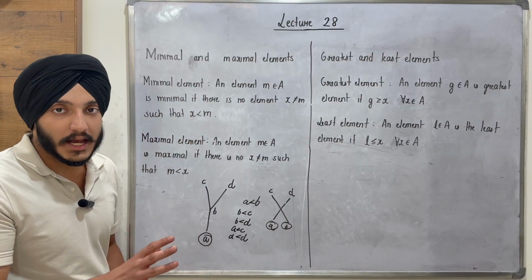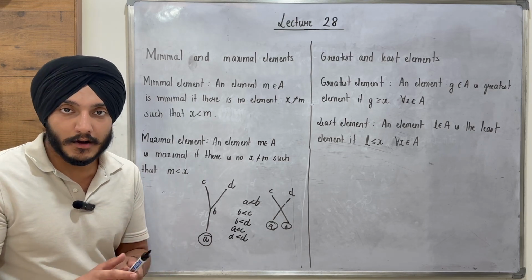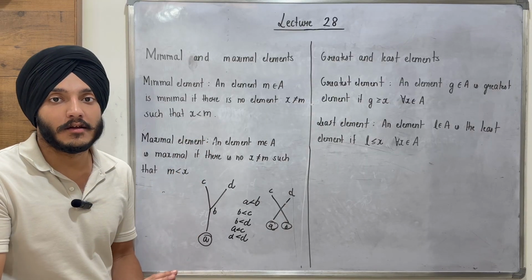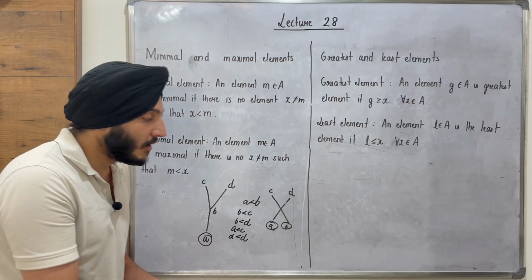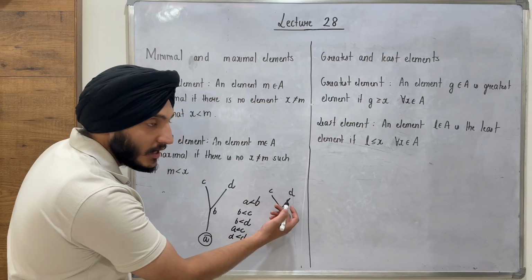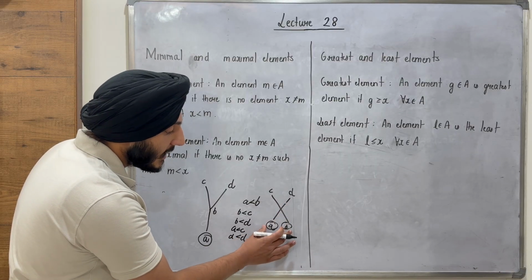So once again, just a quick definition. A value is a minimal element in a relation if there is no such value x which is less than it. So if there is a value x less than it, then we can say it is not minimal. D has a value less than it, or I can say A is related to D. That's why D is not minimal, C is not minimal, A and B are.